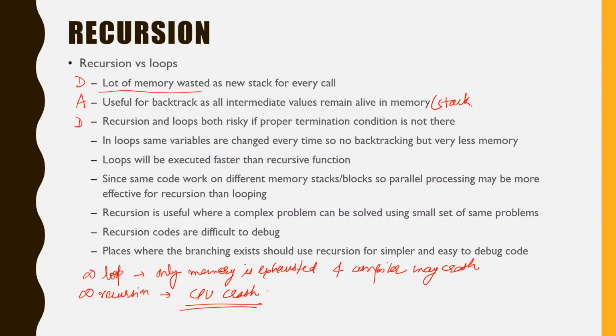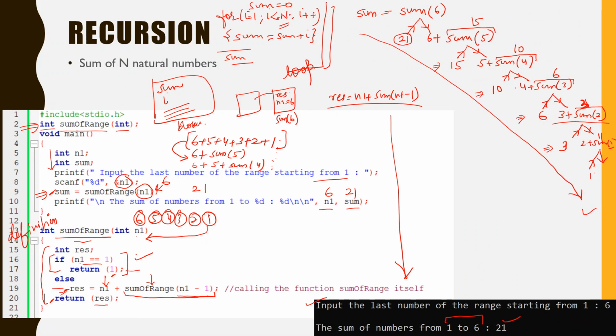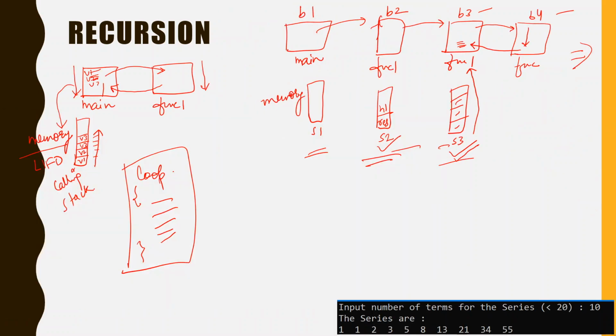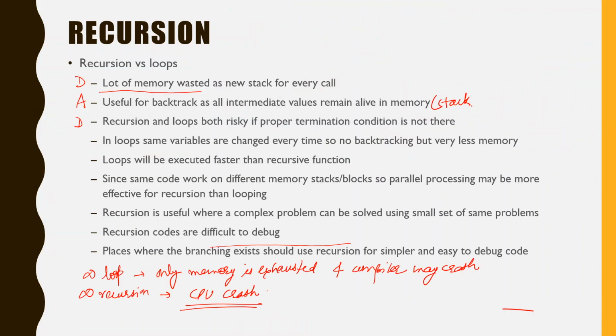Also, if you have abundant memory, then you should use recursion, because recursion codes are easy to write and they look simpler. Places where branching exists: whenever there is a sort of branching, as we have seen in this example, where we branch based on conditions, recursion is simpler to use.